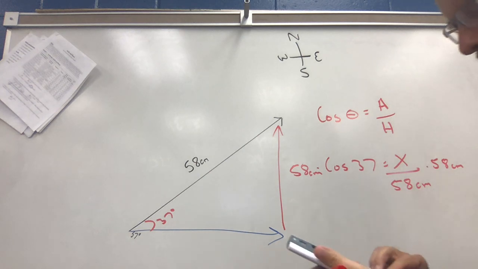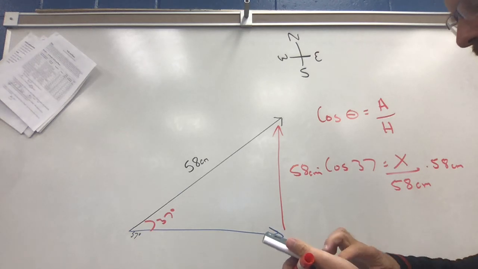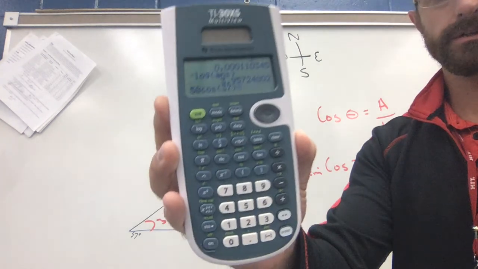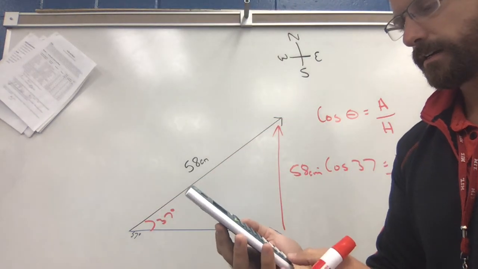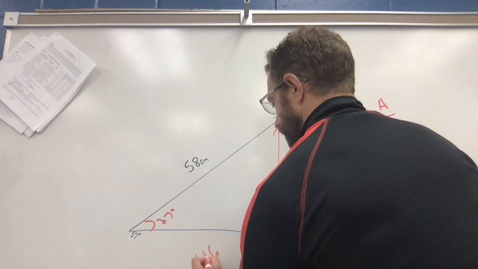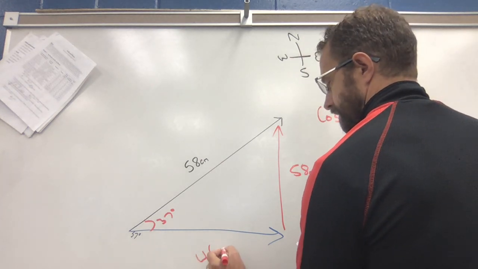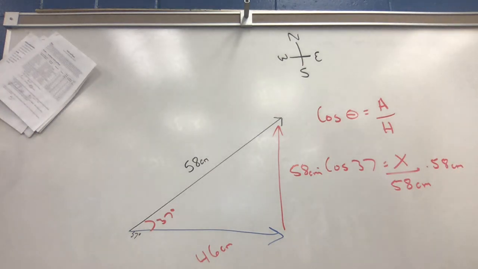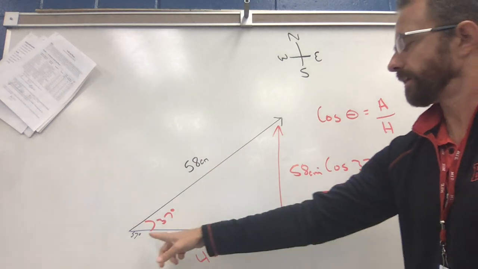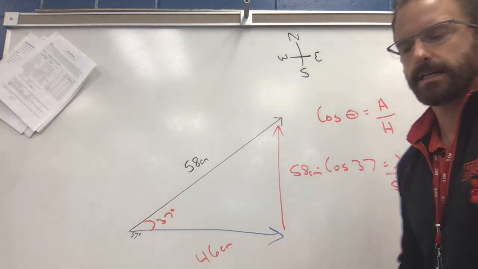With these calculators, I haven't actually used these for a cosine before, but I should just be able to do 58 cosine of 37. If you've got a Casio, you usually have to type them in backwards, but I'm going to do 58 cosine of 37 and hit equals, and that gives me 46.3. But really I've got 2 digits here, so I should keep 2 digits. 46 centimeters would be just in the X direction. While you have moved 58 centimeters total, you have moved 46 centimeters in the X direction.